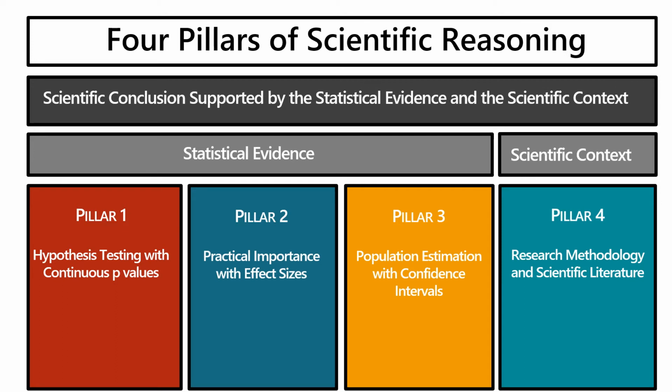What we also need to consider is the scientific context, and that's considering pillar 4 here, which is research methodology, and that's the quality of the study. Was it a well-done study? And also the scientific literature. How does this particular study fit into the given scientific knowledge that we already have? Okay. So we're focusing our energies on pillars 1 through 3. But if you've already taken research methods, you'll probably have a lot more to think about with pillar 4 as you work through the problems here.